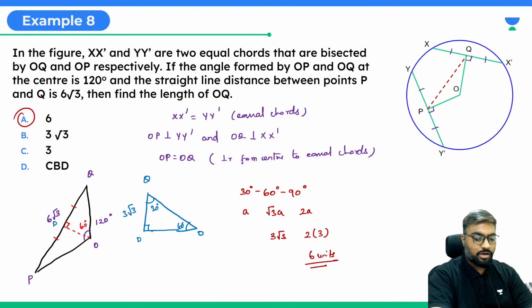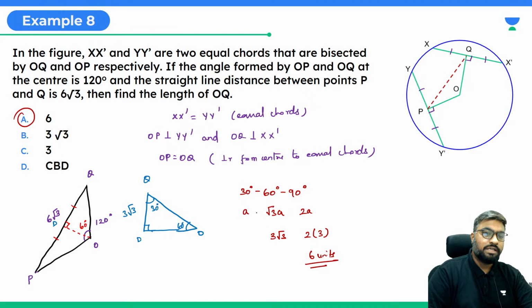30, 60, 90 not understood. Special right triangles, we spoke about this, na.